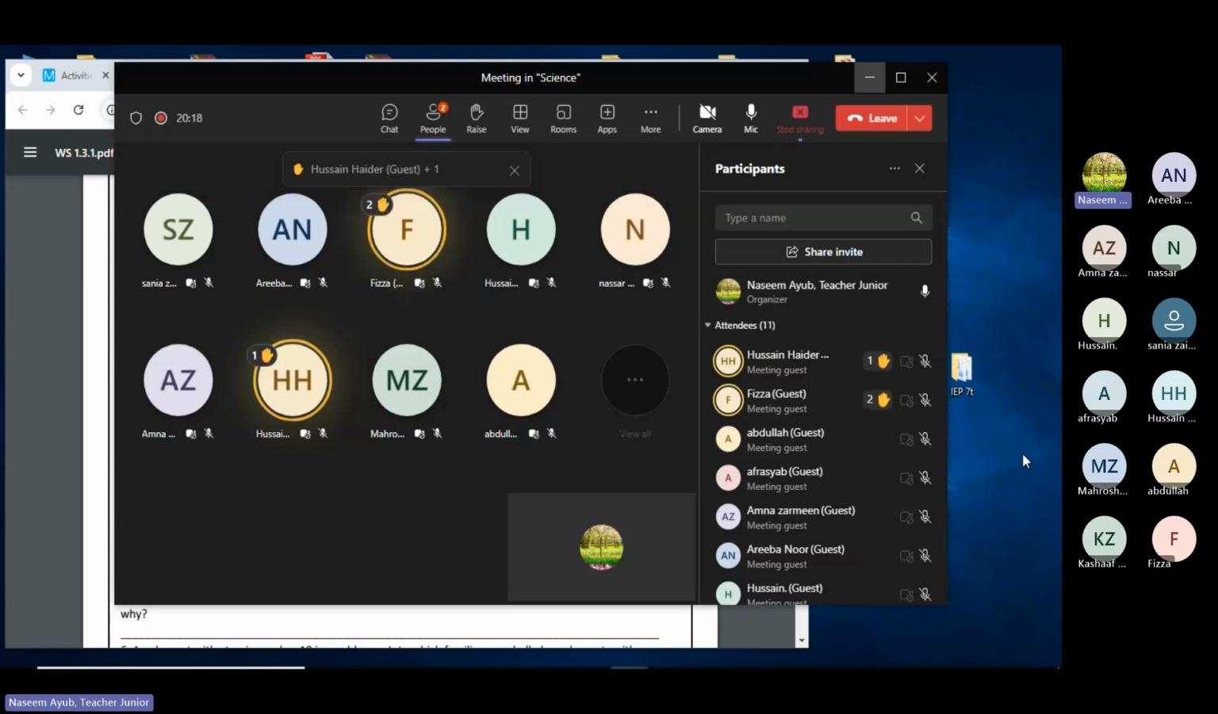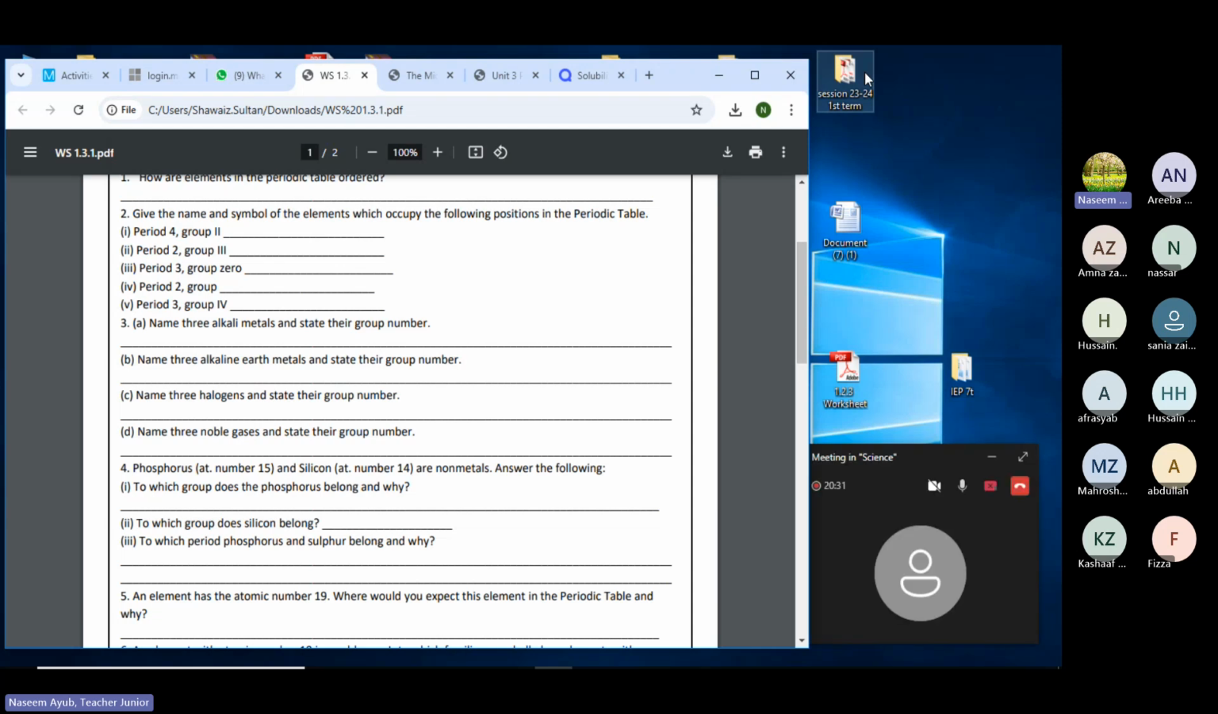Yes, Hussein. Hussein, you want to share, beta? What are noble gases? And tell me their group numbers. Ma'am, last group, group number 0 or group 8. Ma'am, I have a question. Helium. Yes, you can take anyone from group 8, from the last group.